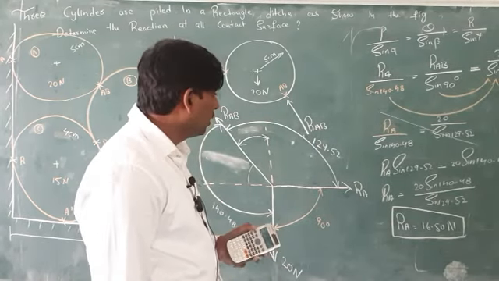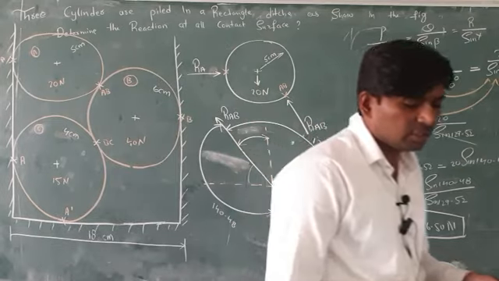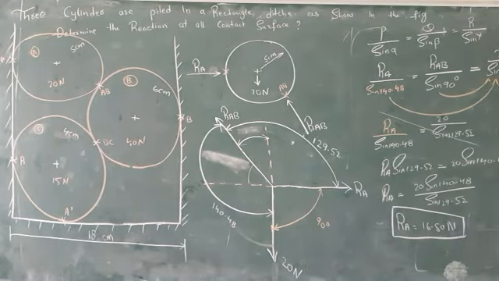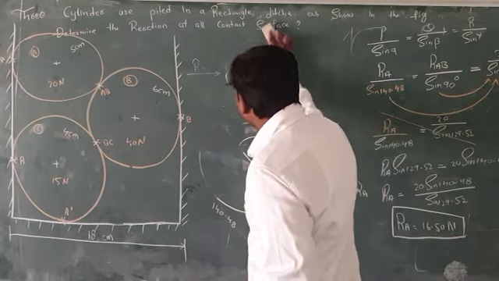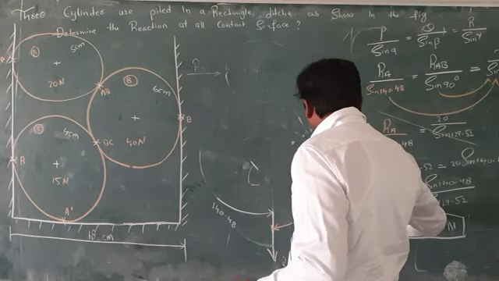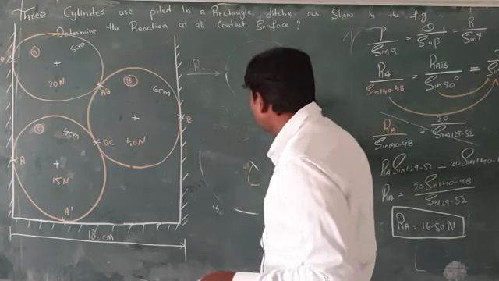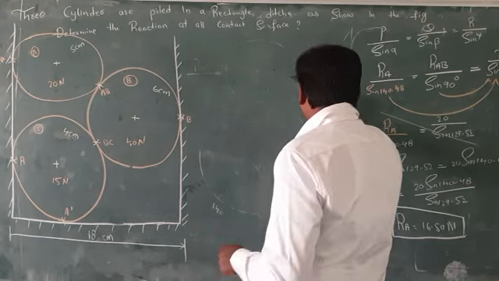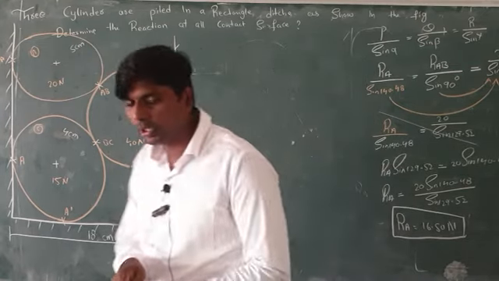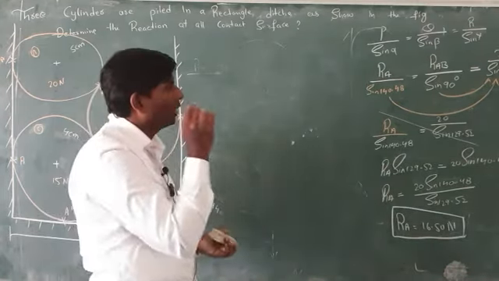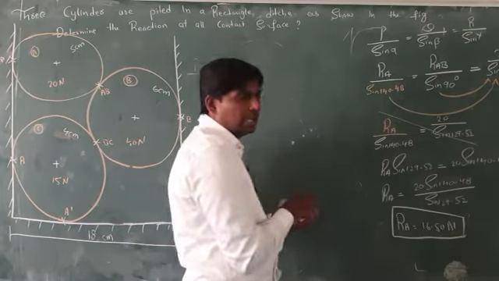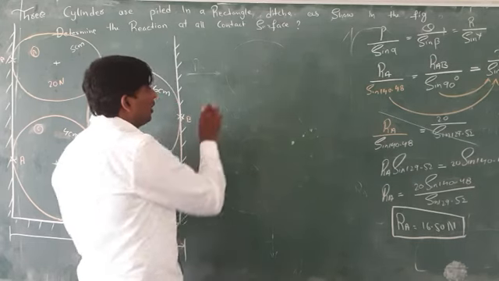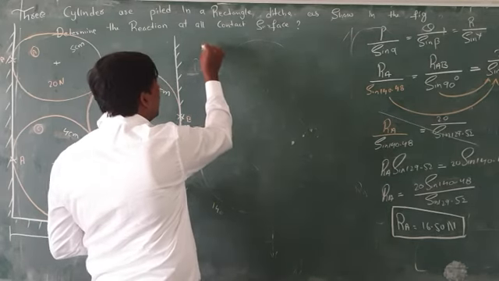16.50 Newton. After finding the RA value, the next step is to find the value of RAB. For finding the value of RAB, what do you have to do? Again you have to go for known and unknown. So here, what is the known and unknown? Already you took first and last, then you have to take second and last. What is the second value?